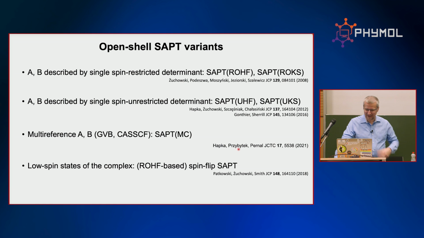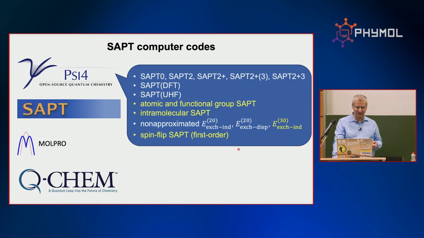So I'm throwing in this slide so that you have references later on. But how can we get these numbers? What kind of software is out there? I think there are four big codes that can run some kinds of SAPT, and then a few smaller ones that I'll also mention.